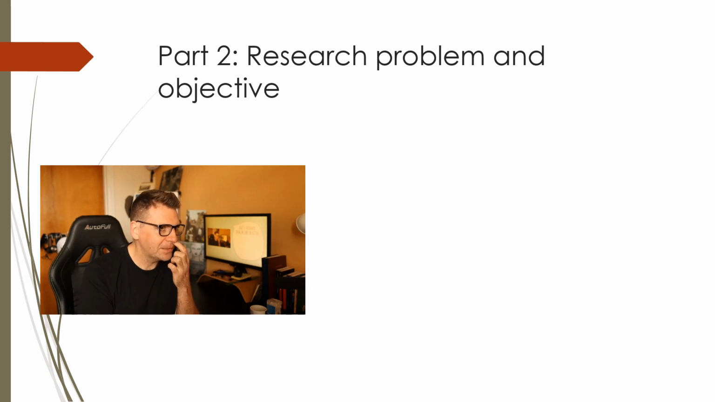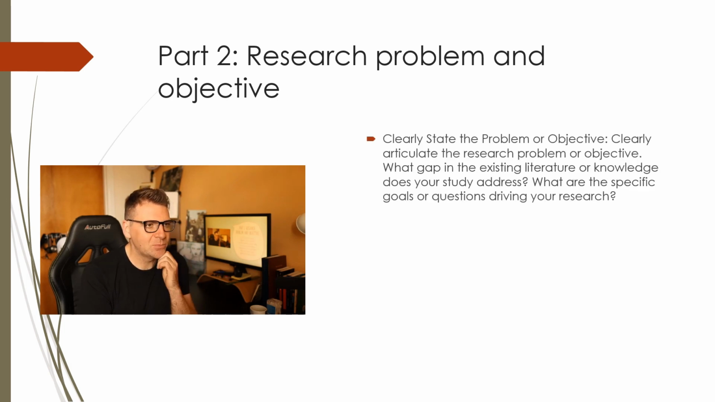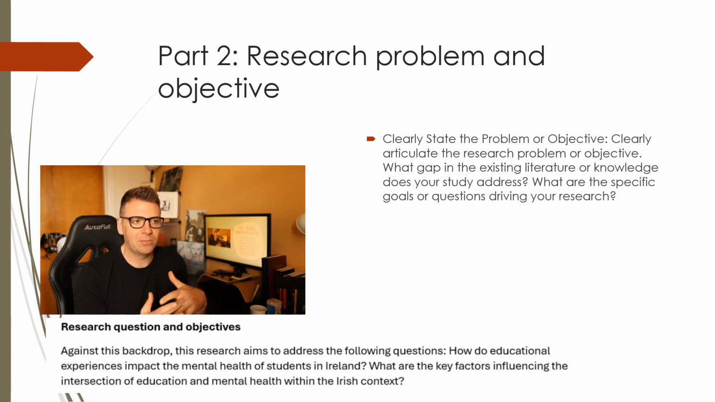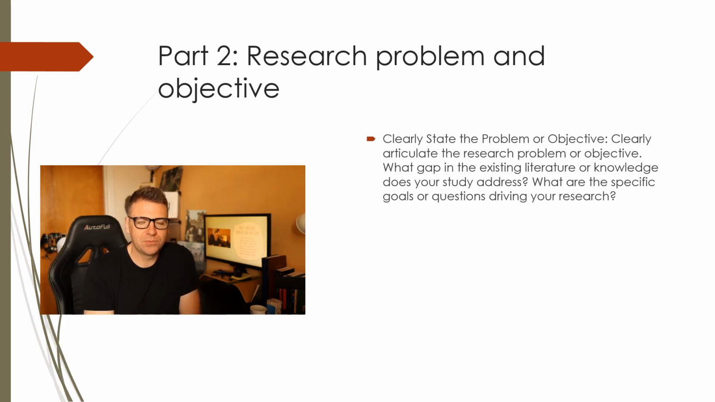The second part of your abstract is the research problem and the objective. So now you've set the stage, you want to clearly articulate the research problem or objectives you have. What's the gap in the existing literature or knowledge that your study hopes to address? And what are the specific goals or questions driving your research? It's a simple way of saying, just mention your research question and some of your objectives there. And overall, what the study hopes to achieve.